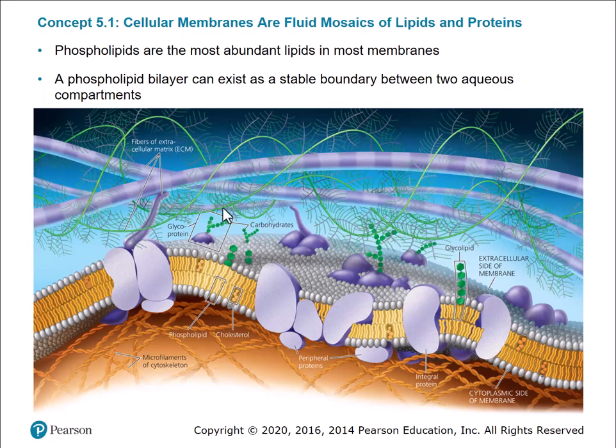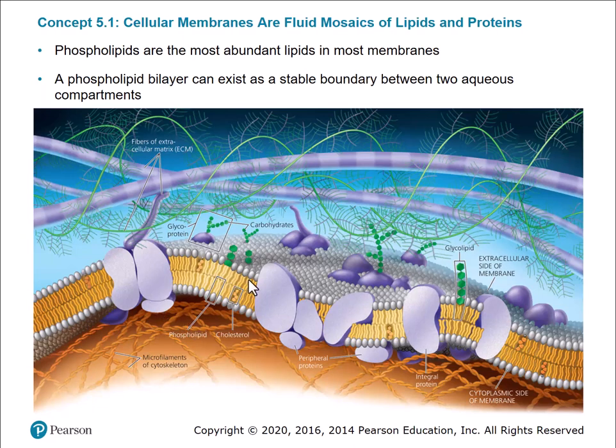So we've talked about all of our major macromolecules, our lipids, and our phospholipids are one of the main lipids in our body. Phospholipids are what make up our plasma membrane. If you remember, we talked about phospholipids with the polar head and the nonpolar tails, causing the phospholipid bilayer with the polar heads aiming out towards the extracellular fluid and also aiming in towards the cytosol.